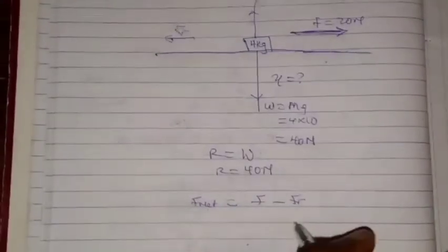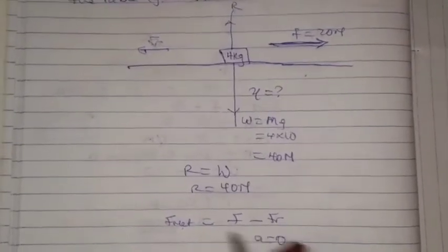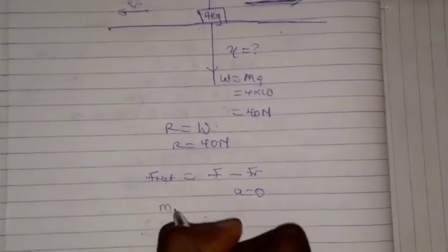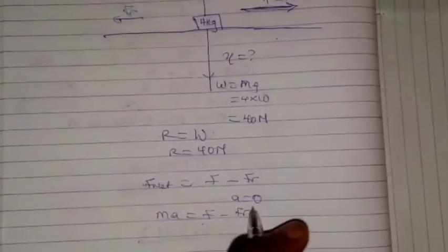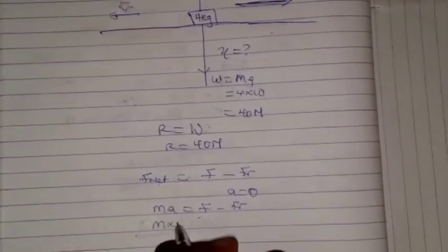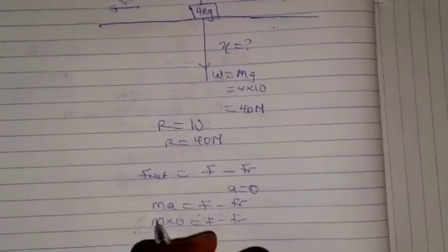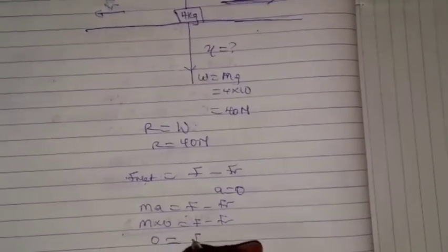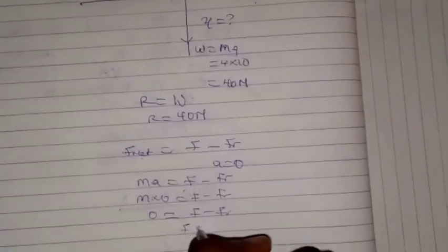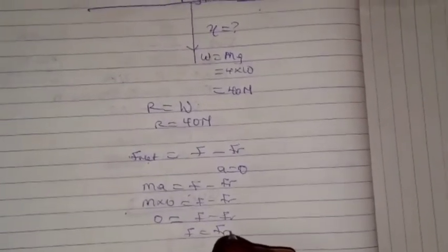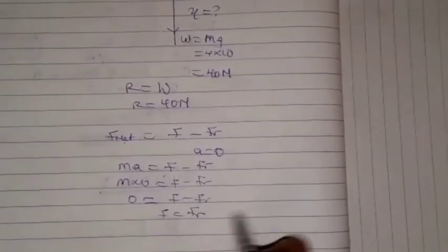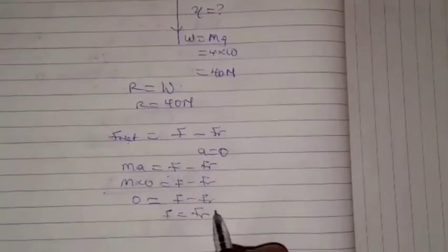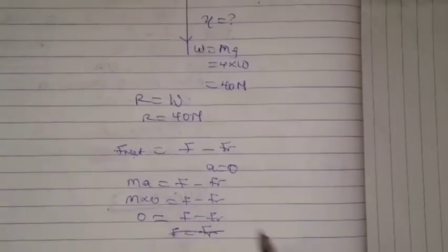So your acceleration is what? 0. So net force is ma. ma is equal to F minus Fr. What's a? 0. m times 0 is equal to F minus Fr. m times 0 is what? 0. So 0 equals F minus Fr, so F is equal to Fr. Do you get it now? Yes, I brought this Fr over, in case you don't understand.